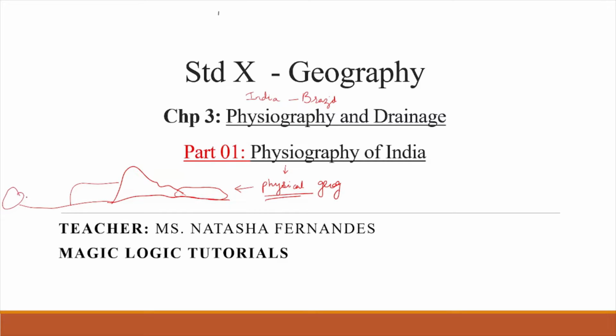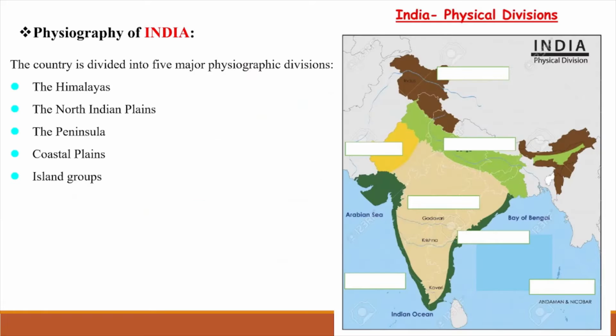Some places we have islands, some places we have the coastal region. So all this comes under physical geography. In this video, we'll understand the physical geography or the physical features that are there in India. Now, mainly, India is divided into five major physiographic divisions.